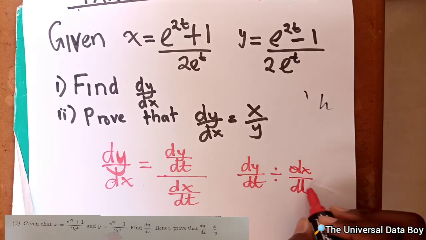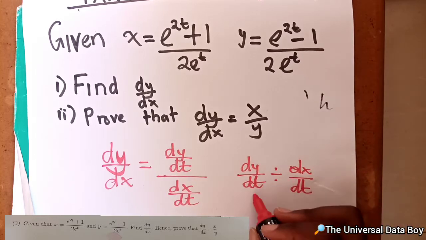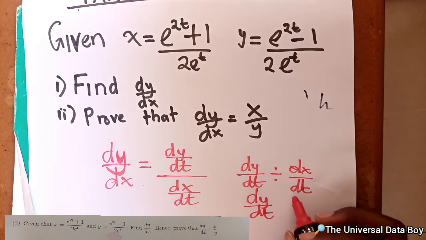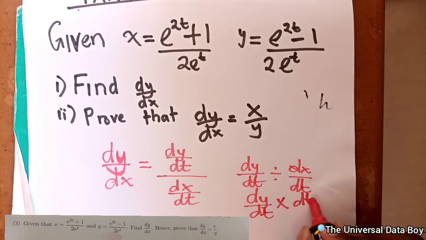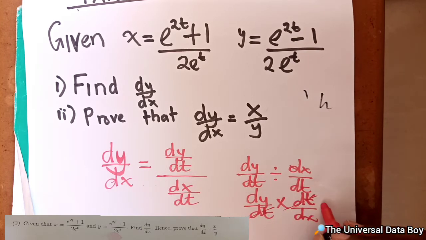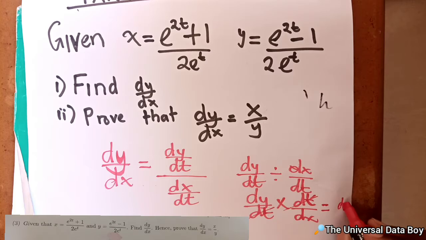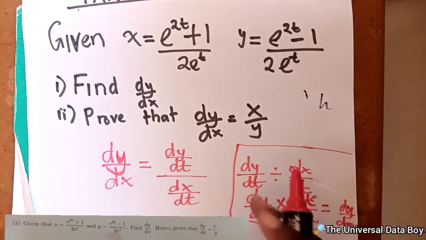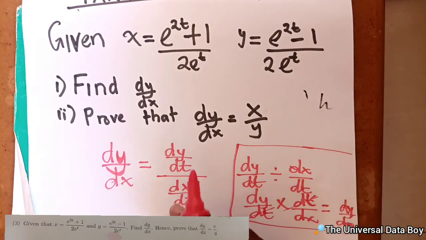So when you want to evaluate this one, you would have dy by dt, and then you would multiply it by dt by dx. That is, this one is on top, you would bring it down, then put the multiplication sign. This one would cancel out with this one, then you would have your answer to be dy by dx. But you don't have to write this or basically know it. I was just trying to show you where this actually comes from.